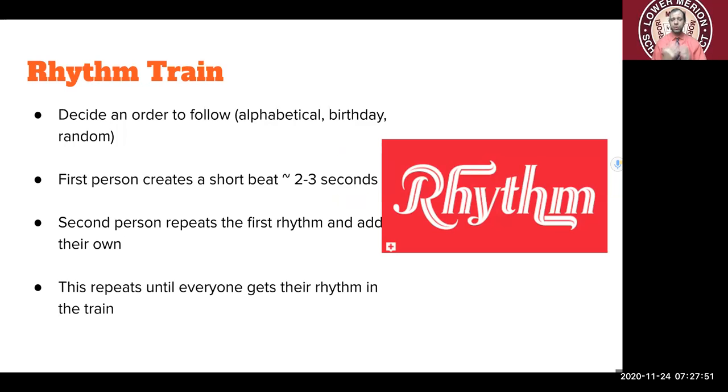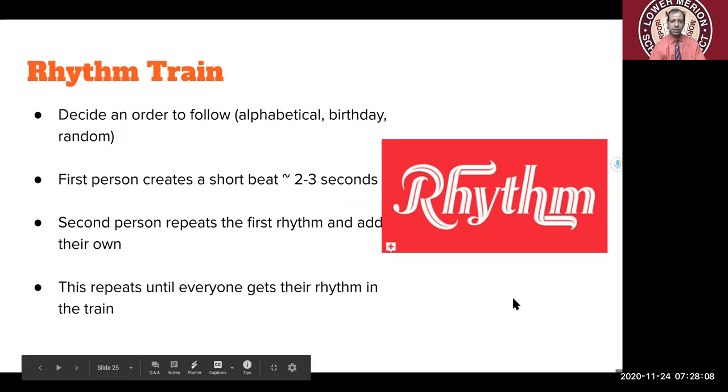This is similar to, hi, my name is Colin, and I like Colorado. And then the next person saying, that was Colin, he likes Colorado. I'm so-and-so, and I like such. So a really great rhythm train idea there to keep the beat moving and allow students to engage in a different way.